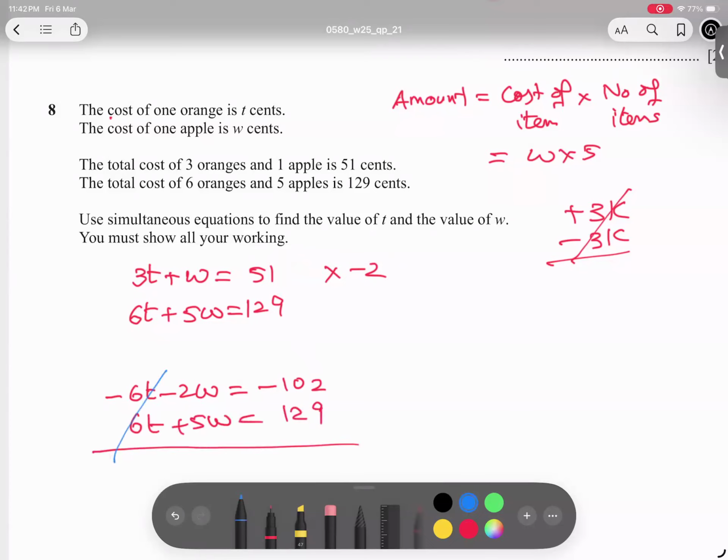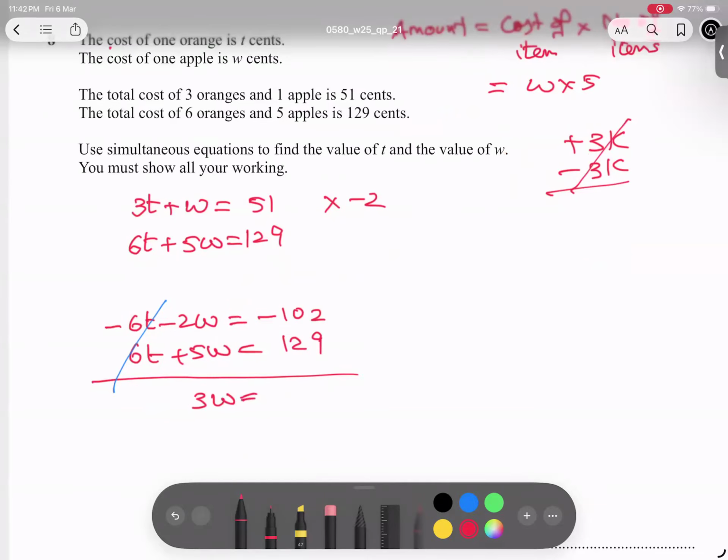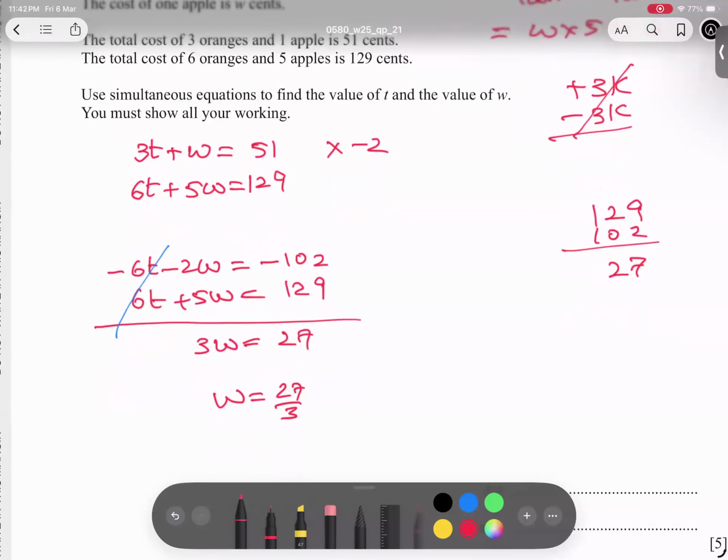So they cancel out, and out of 5, 3 gone. Opposite signs, so subtract. So I get 3W. And out of 129, 102 gone, I get 7 and I got 27. Positive 27, because the bigger number is positive and the smaller number is negative. Since 3 will divide, we divide 27 by 3. And we are getting W is equal to 9. I hope this part is clear. And now we can go for the next variable.